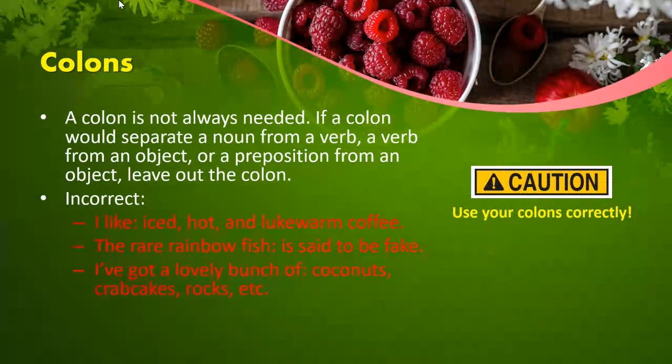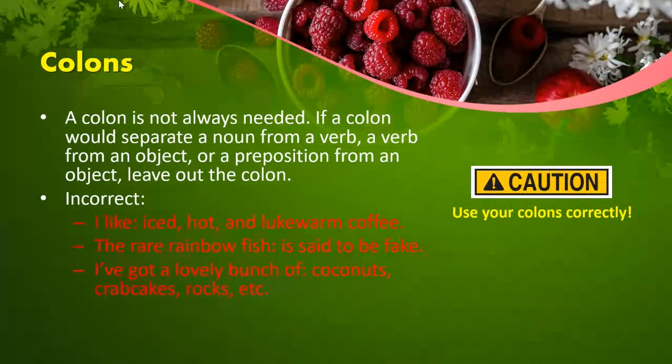I like: iced, hot, and lukewarm coffee. This is incorrect because the colon is separating the verb like from the noun coffee. The rare rainbow fish: is said to be fake. This is also incorrect because the colon is separating the object fish from the verb is.